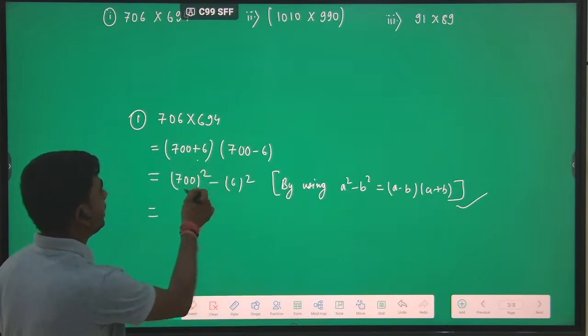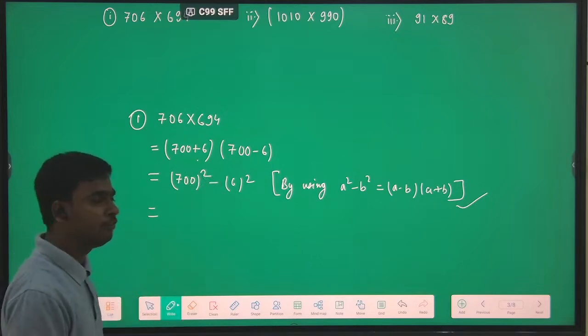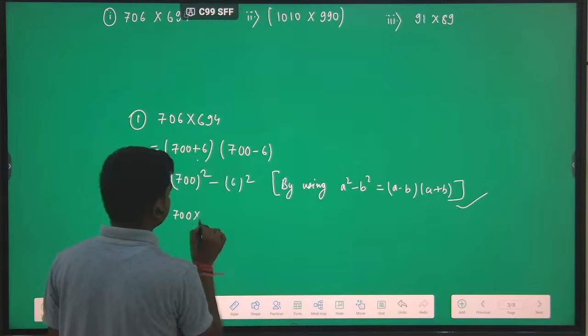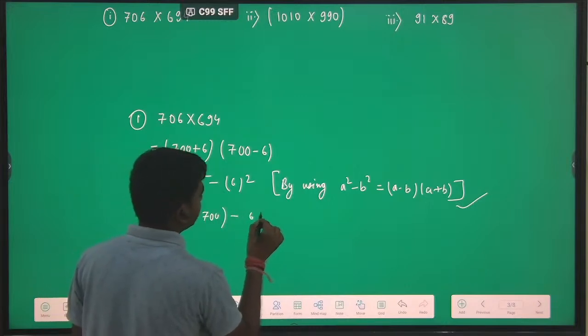Okay, now what is this value? 700 to the power 2 will be 700 into 700, minus 6 square will be 6 into 6.